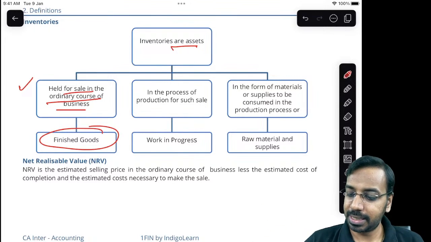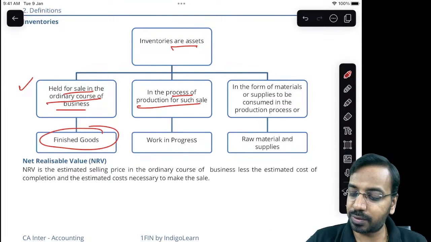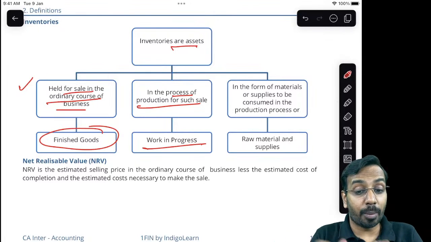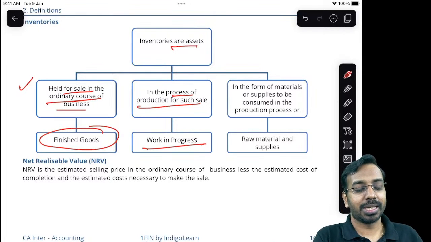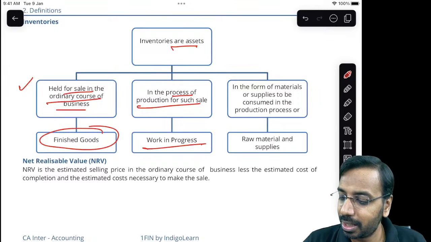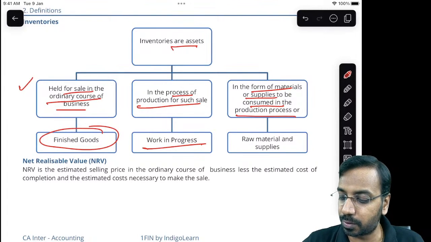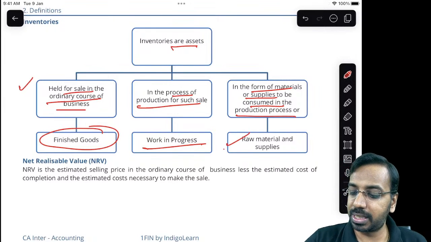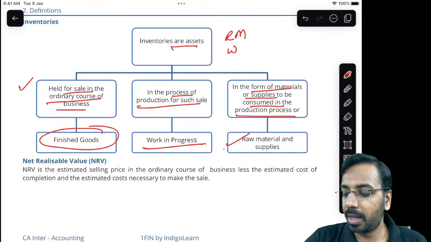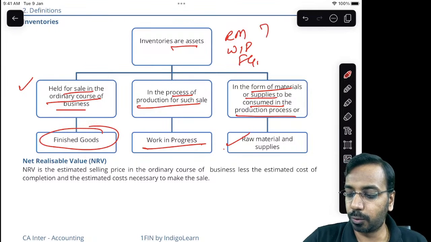your finished goods. Second, in the process of production for such sale, work in process. I got raw material, the raw material is in the process, that is also my inventory. And in the form of materials or supplies to be consumed in the production process or supply of services, that is the raw material. So basically inventories are raw material, work in process and finished goods.